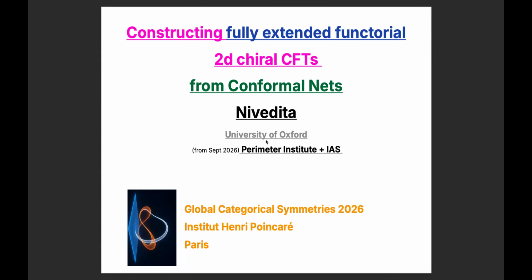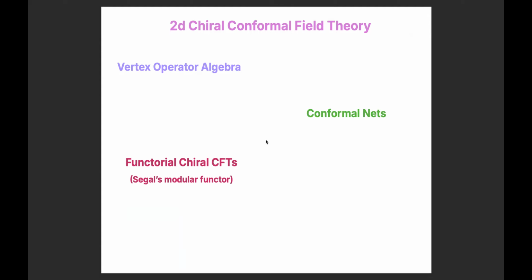Okay, so we have been introduced to 2D chiral CFTs a couple of times before, earlier this week, and we've also been told that there are essentially various mathematical axiomatizations that are equivalent in some ways. There are VOAs, there's conformal nets, and there are functorial approaches, which is like representations of some kinds of cobordism categories. And this is also what Segal first told us is the modular functor.